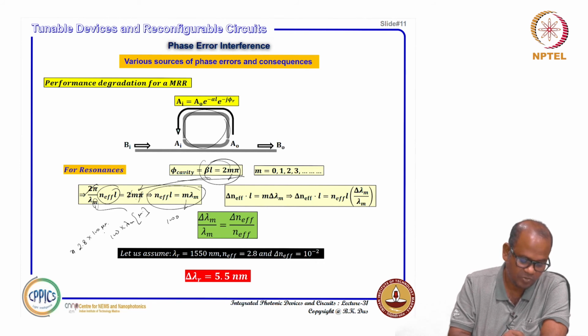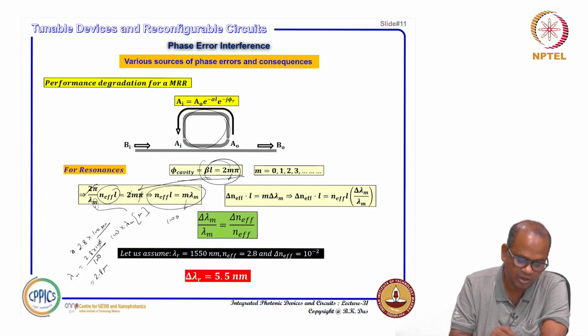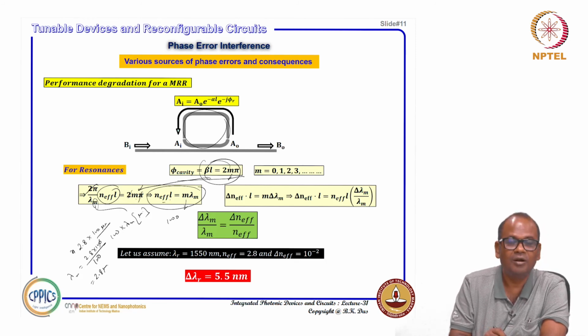So lambda m will be 2.8 times 1000 times 100 divided by 100 micrometer, right? So 100 cancel, so that will be 2.8 micrometer. I am considering 1000. If it is 1550 nanometer, the mth order will be lower, right? A little bit of modification here. Let us see any differential change in effective index.